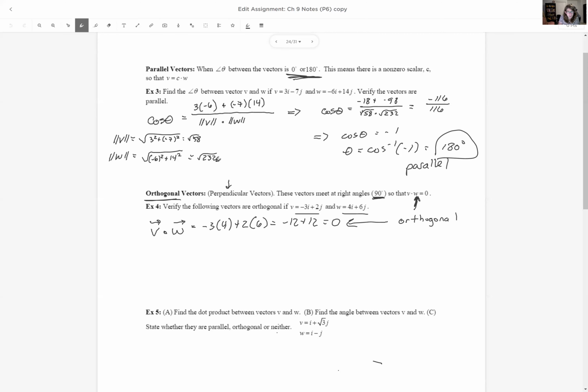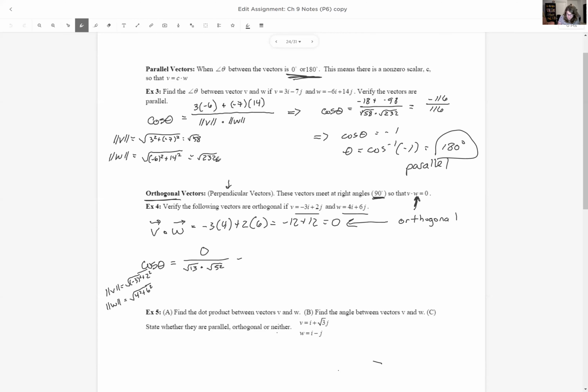But what if you didn't remember that? That would be okay if you could come up with that formula. Cosine theta equals our dot product on top, we just found it was 0, on bottom I've got to do some more magnitudes. -3 squared plus 2 squared, the square root of 13 for the magnitude of V. Magnitude of W, that would be 4 squared plus 6 squared, take the square root of that. So 16 plus 36 is 52. So we get the square root of 52.